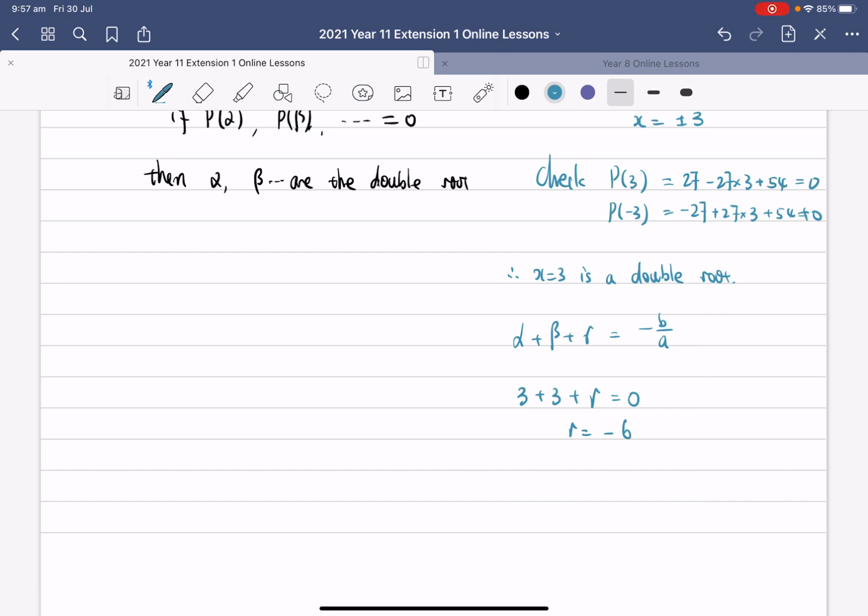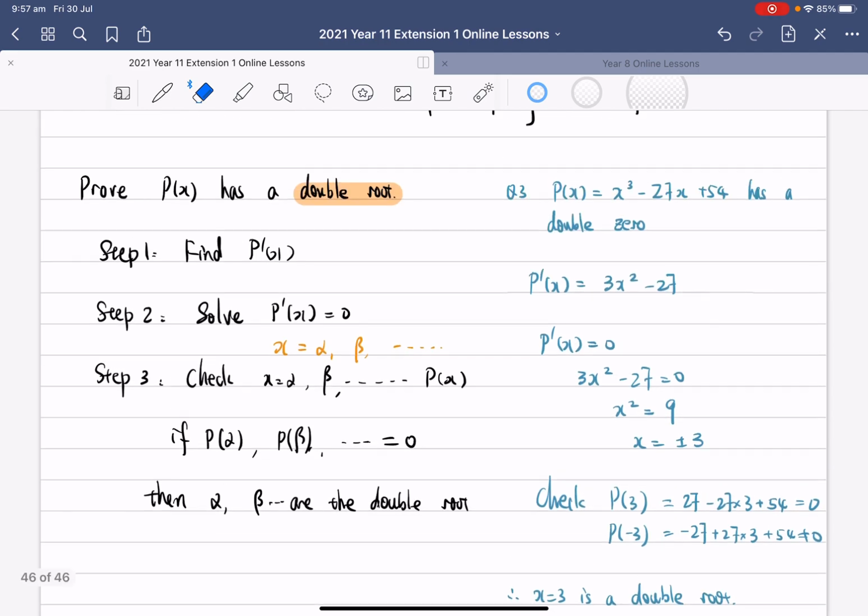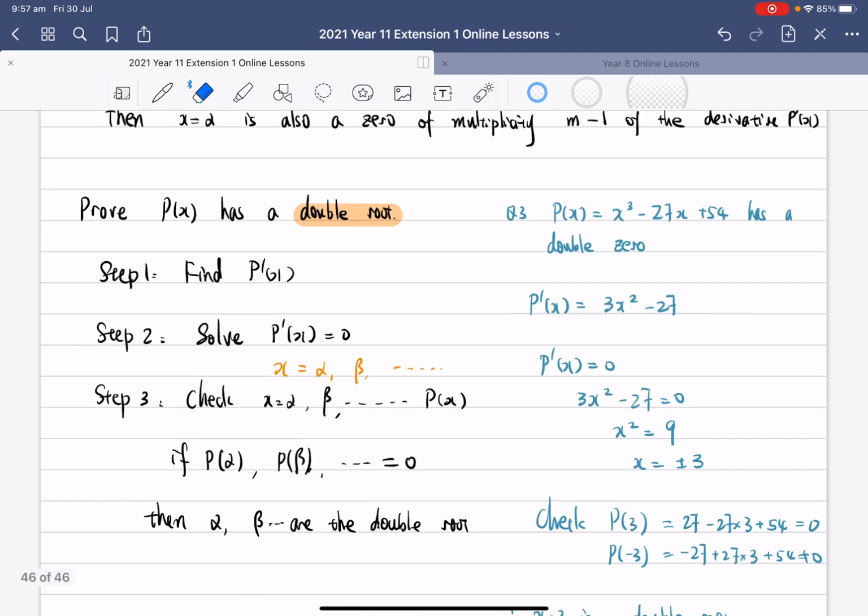So now you have 3 roots: x equal to 3, x equal to minus 6, and x equal to 3 again. Technically it's 2 distinct roots, but one of them is a double root. So 3 and minus 6 are the roots of this polynomial p(x). This is the idea, and this is how we solve for a double root.